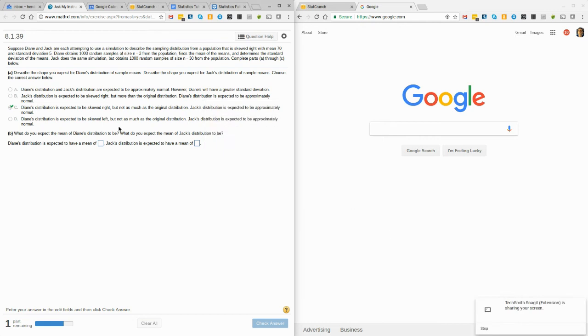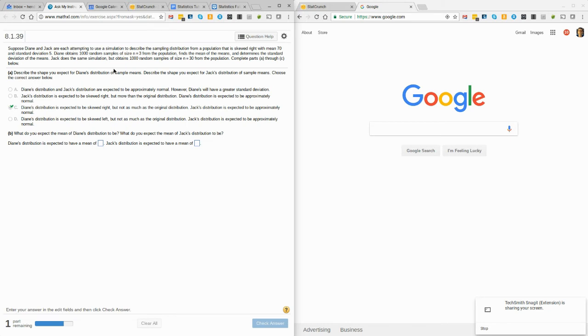Okay, here's a question from the chapter 8.1 homework, and I think it's number 9. The student had a question about B and C. Suppose Jack and Diane are each attempting to use a simulation to describe the sampling distribution from a population that is skewed right with a mean of 70 and a standard deviation of 5. So it's not a normal underlying distribution.